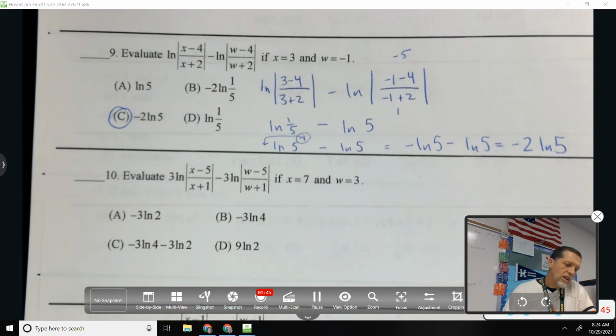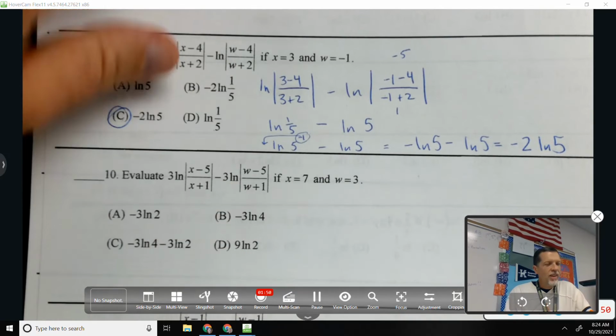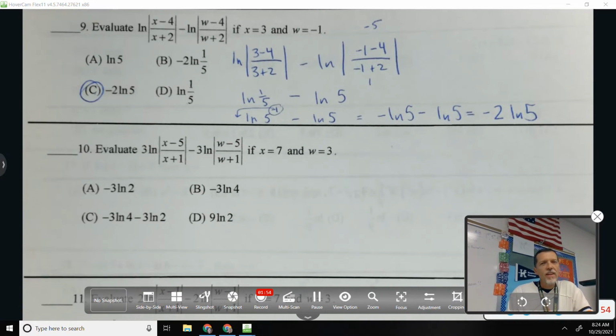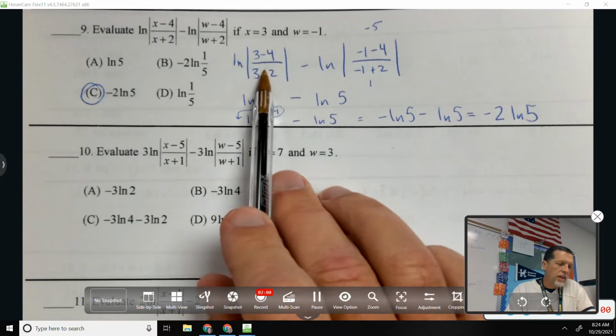Like, this test is going to suck. It's like so many steps that's trying to confuse you. But everything in a natural log absolute value, aren't they just go positive? Yeah, that's why this became 1/5 and 5.